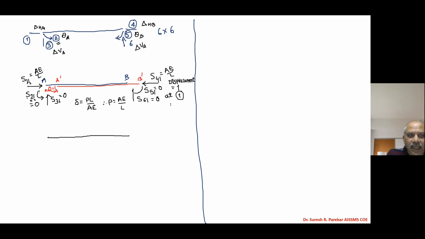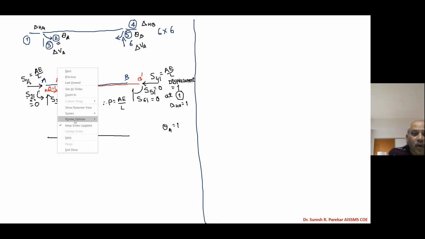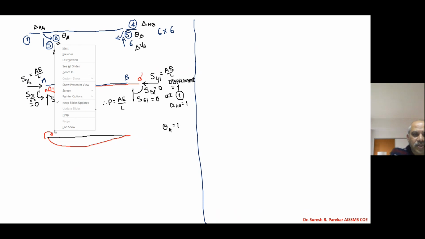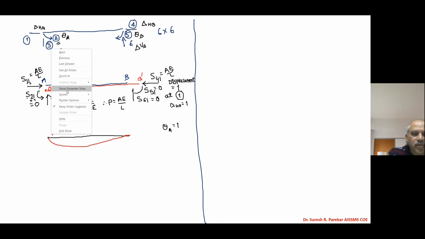Now we have applied delta HA equal to 1. Now second, we have theta A equal to 1. And we know for unit rotation we have to apply 4EI upon L, and that should be clockwise. So that is most important. We have to apply clockwise moment. So what is the value of this? The moment required here is 4EI upon L. Now I will change the color, and this will be 4EI upon L.